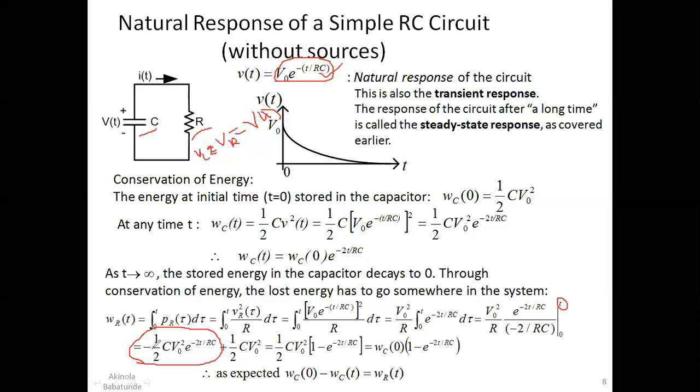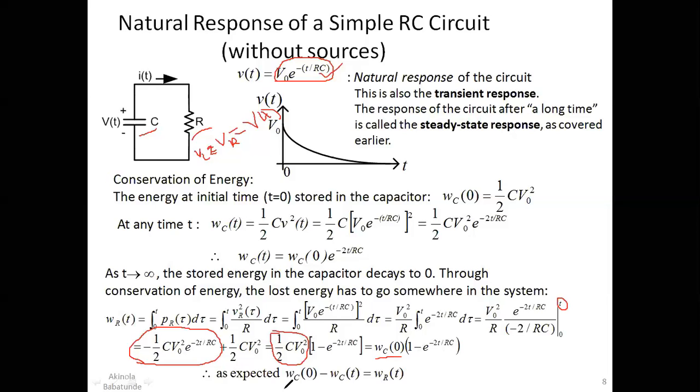If you carry out simplifications, if you simplify all of these, you take common terms out, you would have half CV naught squared into bracket 1 minus exponential minus 2t over RC, close the bracket, and this would be equal to, again, this value here represents WC at t equal to 0. It represents our energy at t equal to 0. So you have WC at t equal to 0. You put that here, and then you still have this value here.